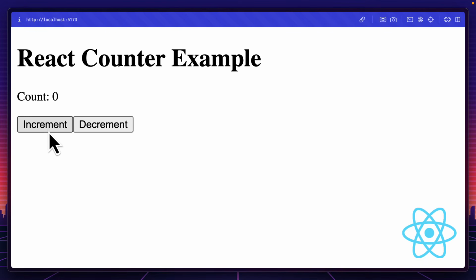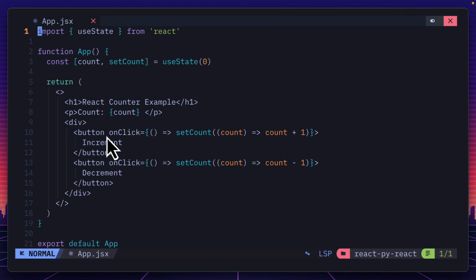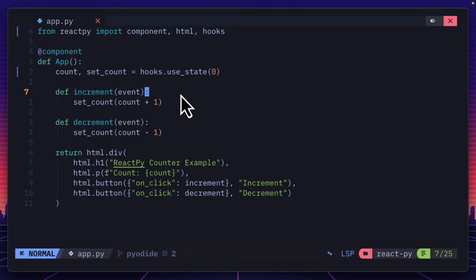So here is a simple counter in ReactJS, and here is a counter made with ReactPy. The React code is using JSX with inline functions for events and has a useState hook to manage the state. The ReactPy app is also using a useState hook and has functions to trigger events, but it's not using JSX and it's using a components decorator.